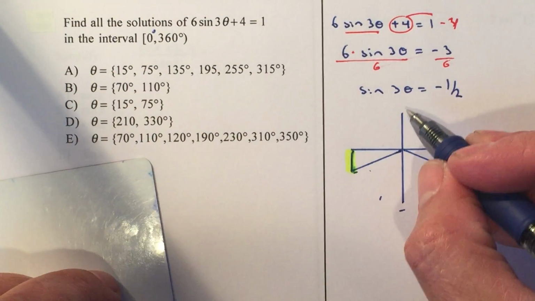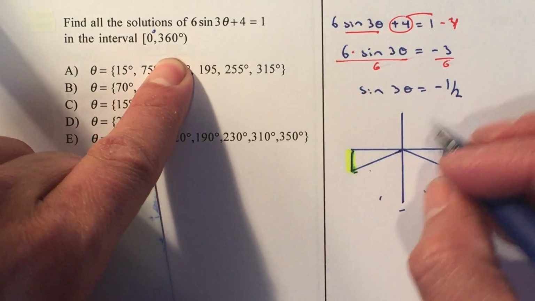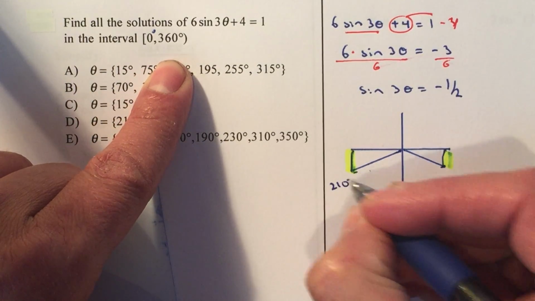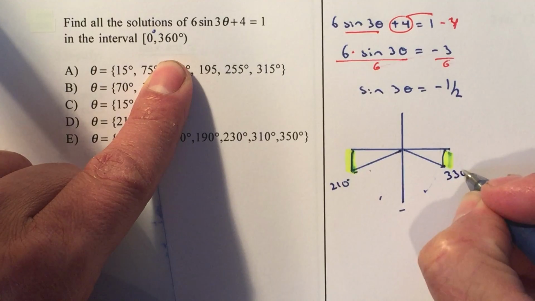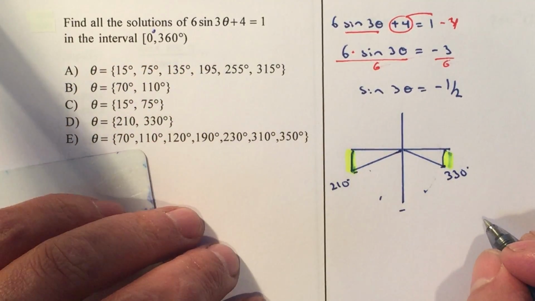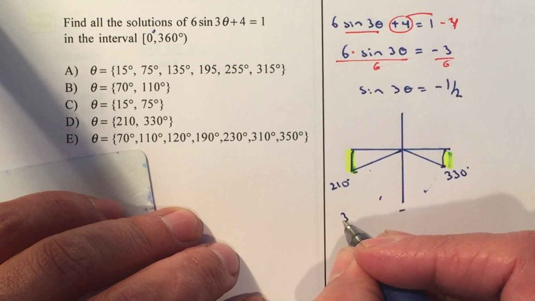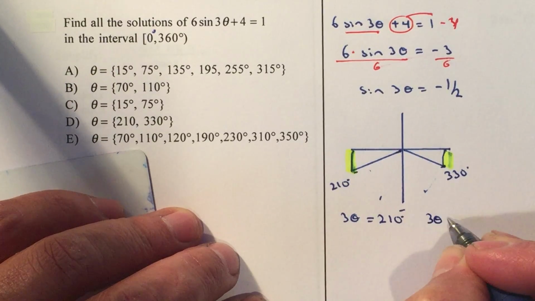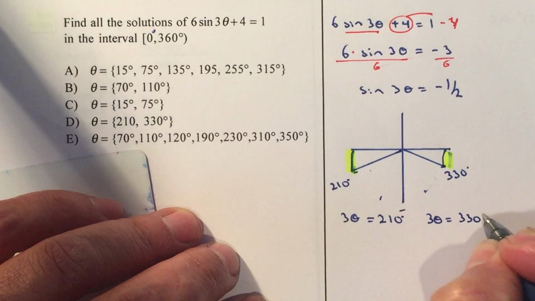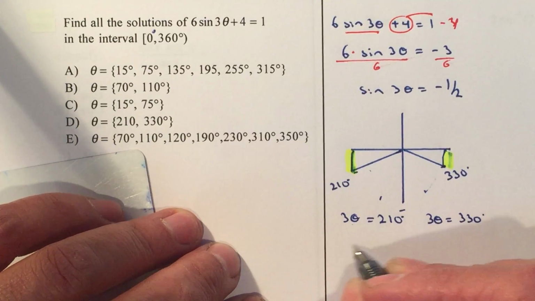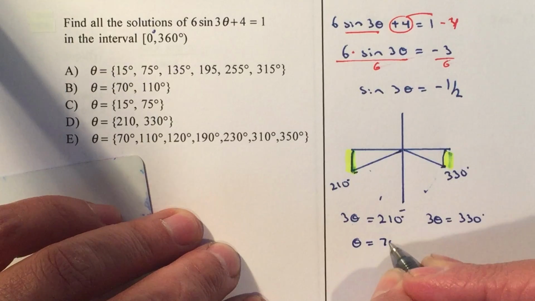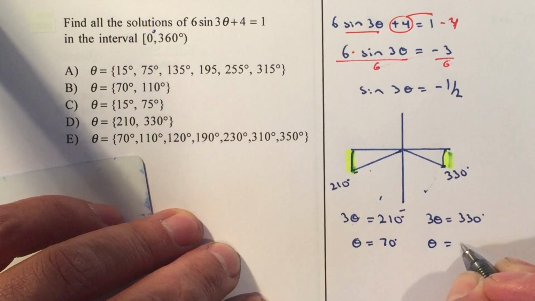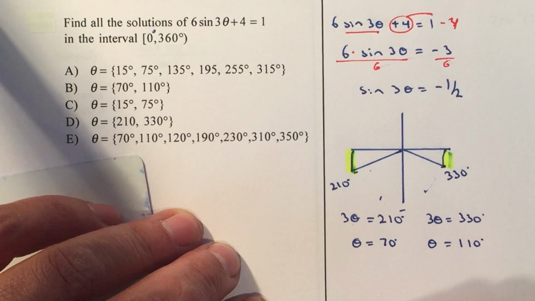And we have theta, so we're working with degrees. So it can be 210 degrees or 330 degrees. So 3 theta can be equal to 210 degrees or 3 theta can be equal to 330 degrees. From here, we can divide by 3 on both sides. So theta will be equal to 70 degrees, and theta can be equal to 110 degrees.